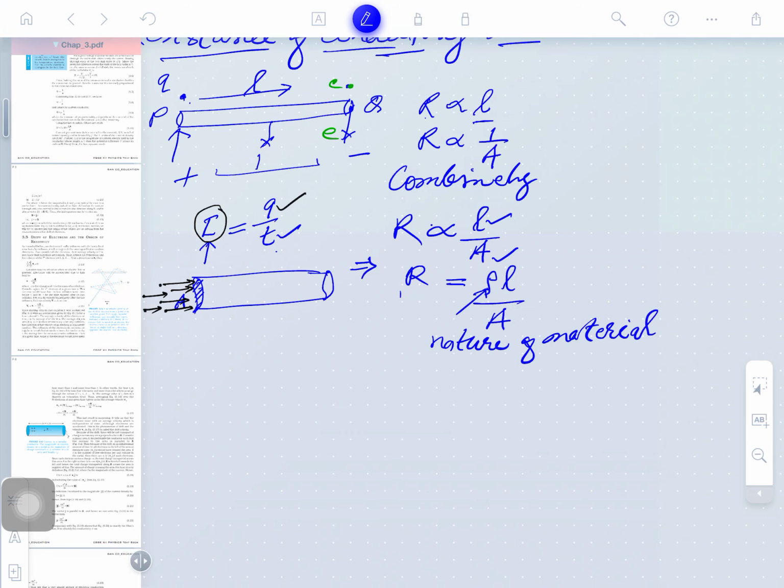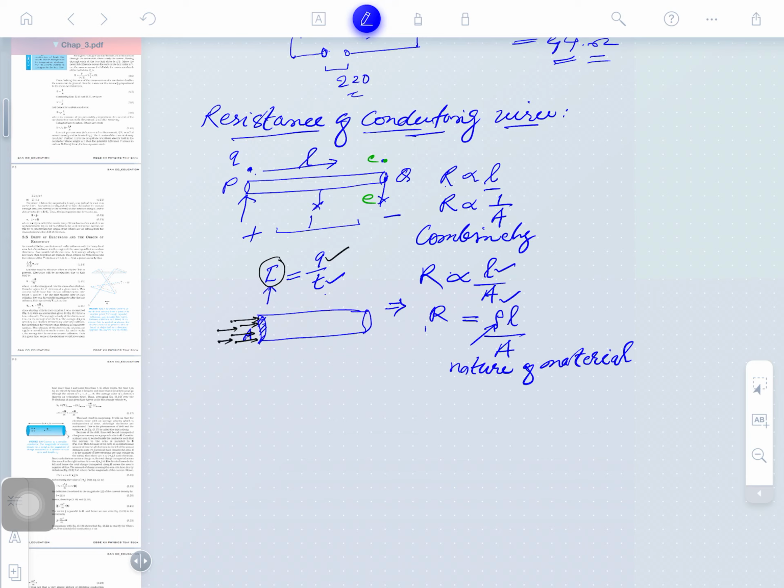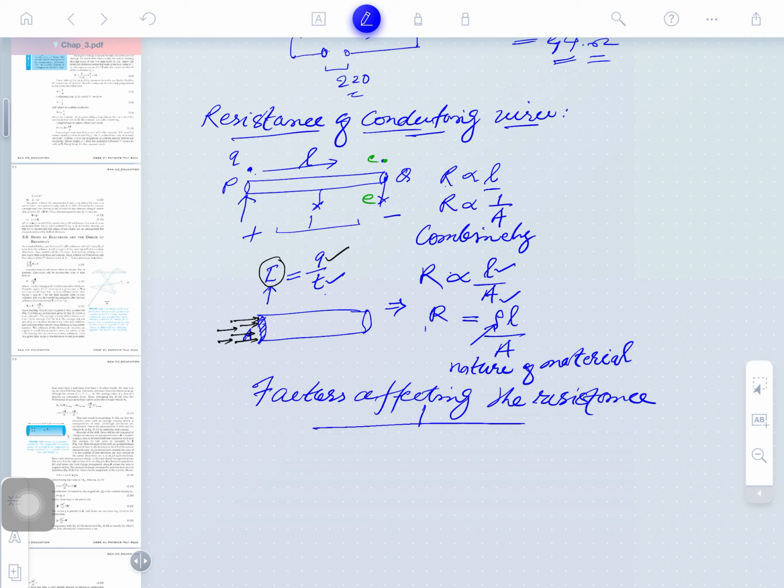So what can be understood here? These can be the factors. Our title is factors affecting the resistance. How many factors are affecting the resistance? First, length. Second, area. Third, nature of material.